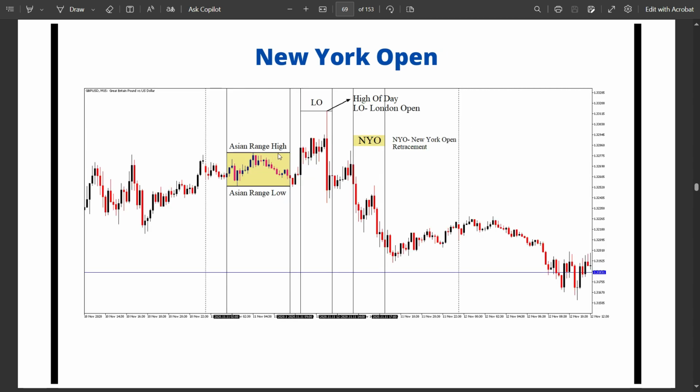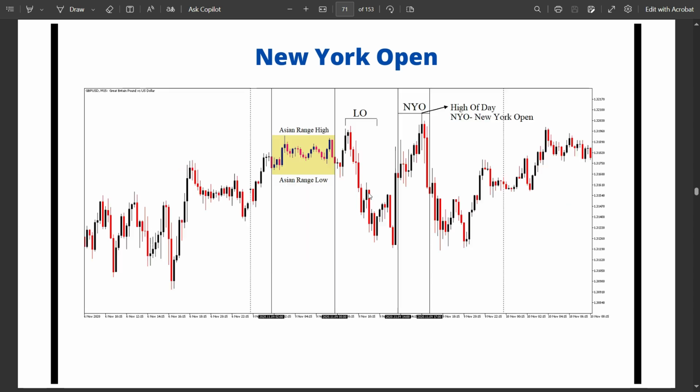In this example, the high of the London session is taken out, and the price continues upwards, passing the Asian range and performing a stop hunt. The low was formed earlier, followed by a correction towards New York.